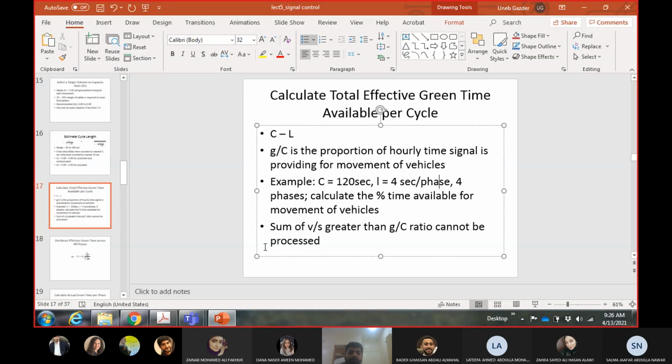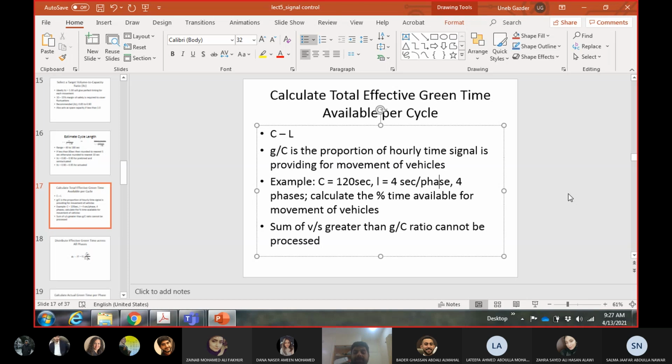Now if the summation of V by S ratios is greater than the G by C ratio, that means no timing is possible. So G by C ratio must be greater than the summation of V upon S ratios. Because V upon S means what? S means saturation flow rate, as if the signal is completely green for 1 hour, and V is the volume. So V by S ratio means how much time in the hour you need to get the volume through. So summation of V by S means how much proportion of time you need to get all the volumes, from all the sides, through the intersection.